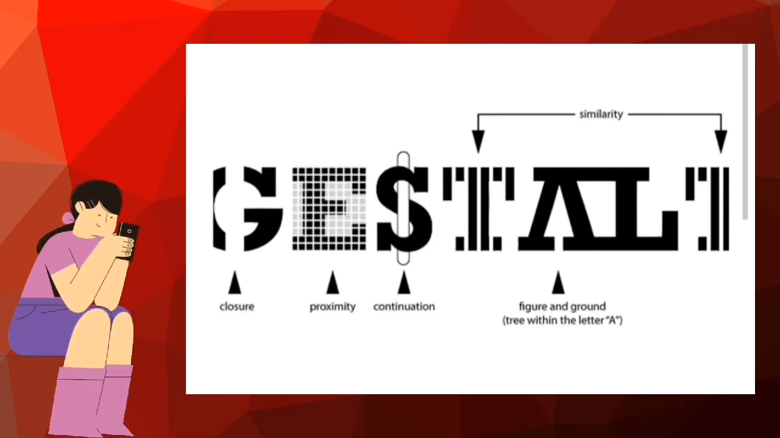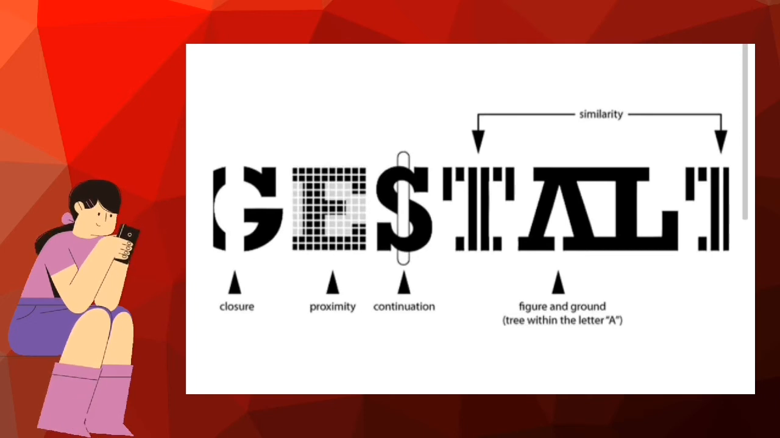And then the letter S with the continuation principle. It makes people's eyes follow the line, and they like to see visual elements continually rather than detached objects. Then the letter T with the similarity principle. We perceive that objects or alphabets that have a similar shape are a unity.